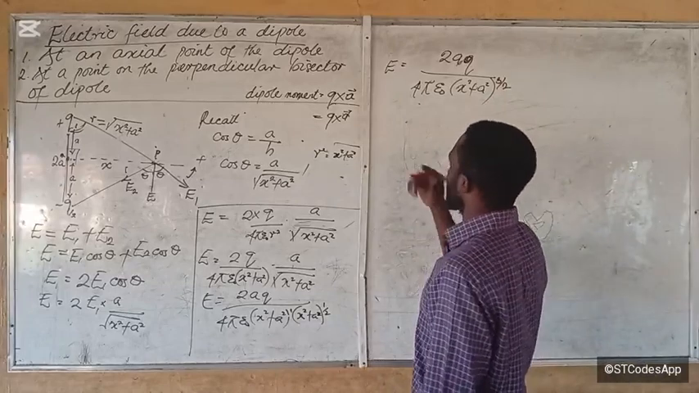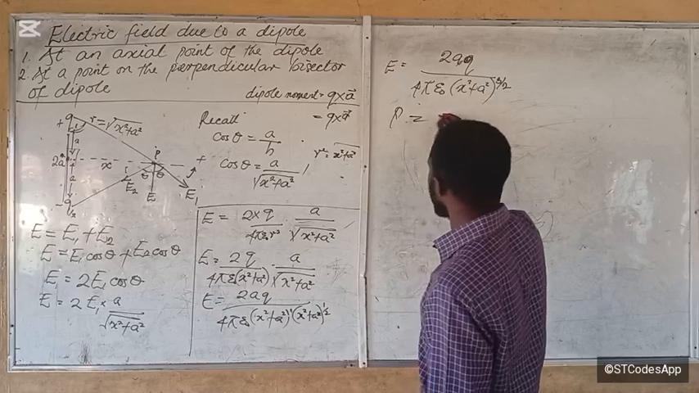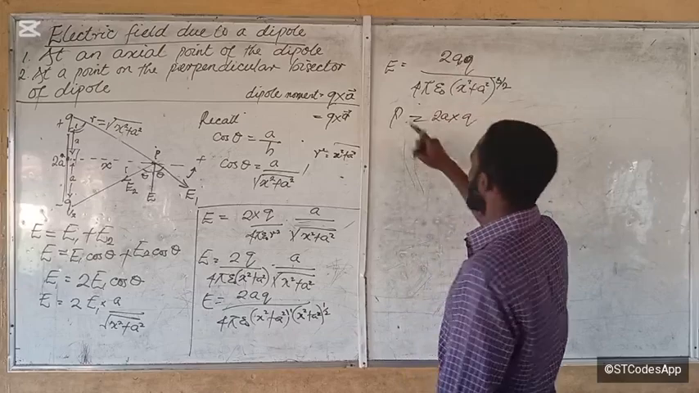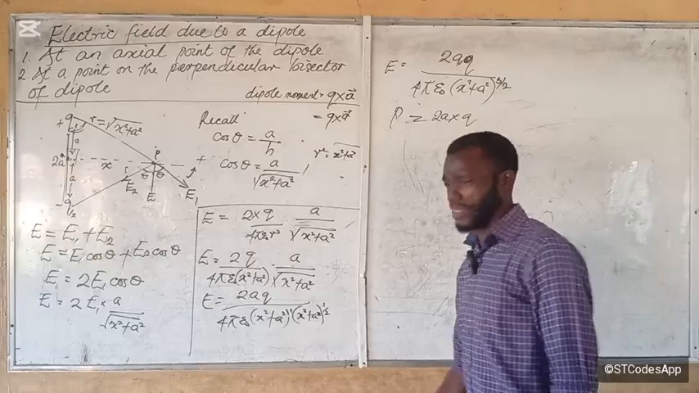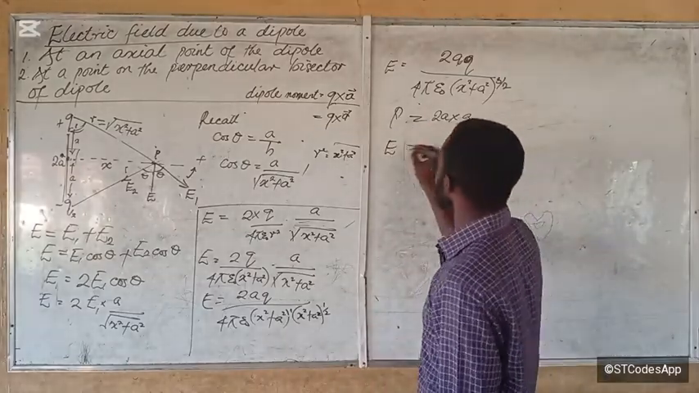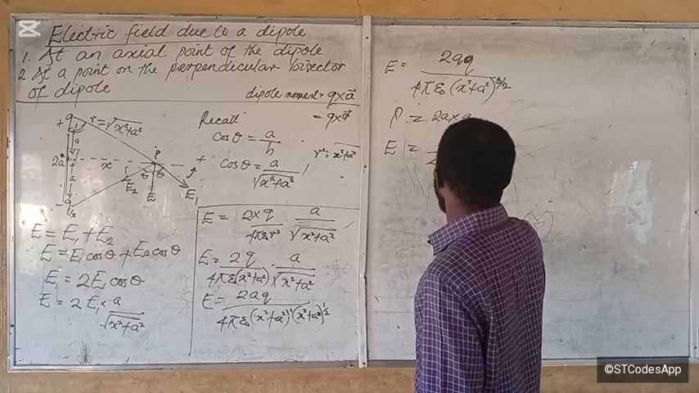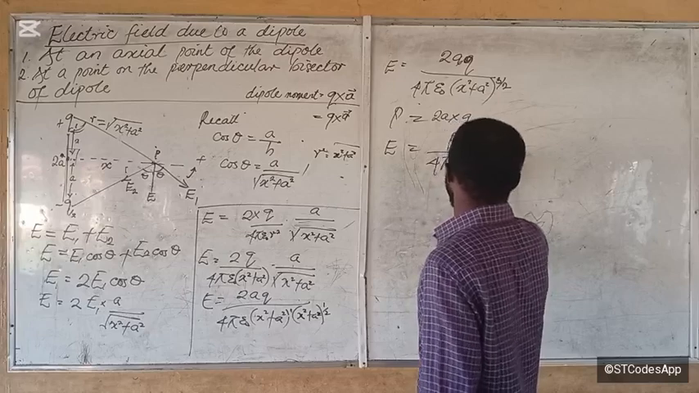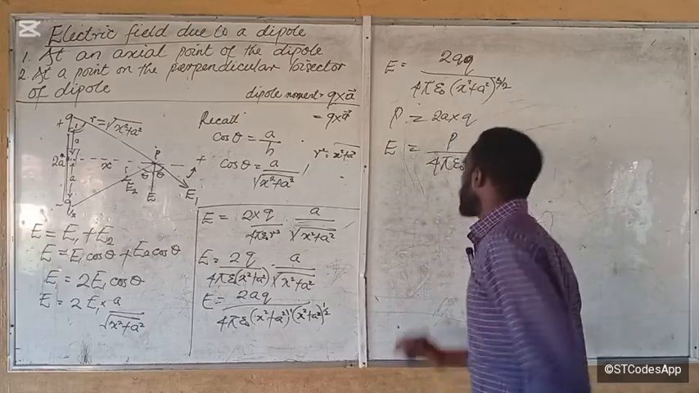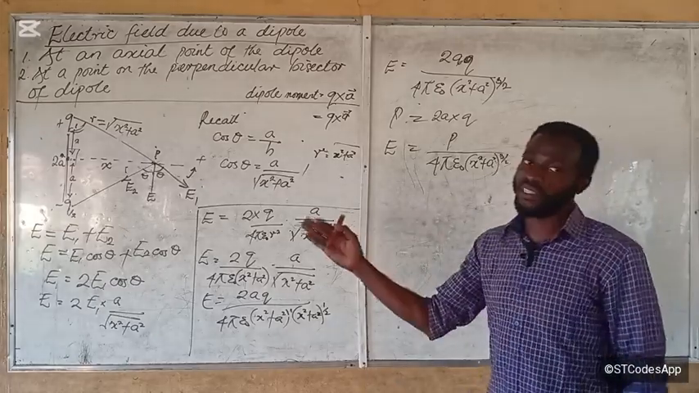Remember that our dipole moment P is the distance times charge. And our distance here is 2A, so P is 2A times Q. Does that make sense? Are you loving it? Tell me you are loving it in the comment section. So it was 2AQ, which is P, over 4 pi epsilon naught, x squared plus A squared raised to 3 over 2. This is for this kind of case.